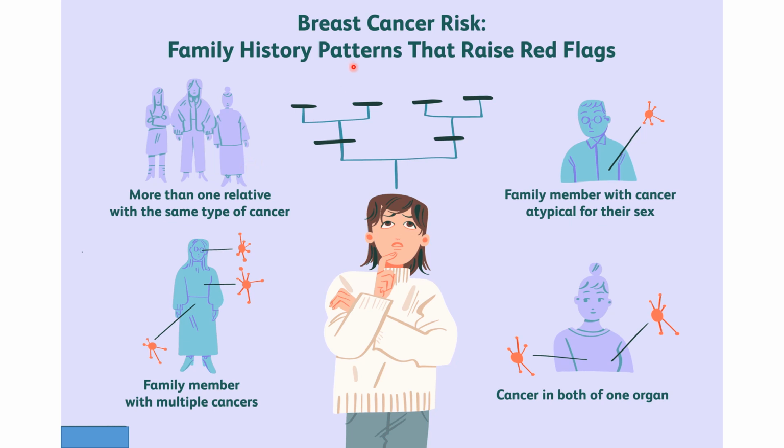We are seeing here in this slide breast cancer risk family history patterns that raise red flags. The first one is more than one relative with the same type of cancer. We are seeing here a family member with multiple cancers, a family member with cancer atypical for their sex, and cancer in both of one organ.